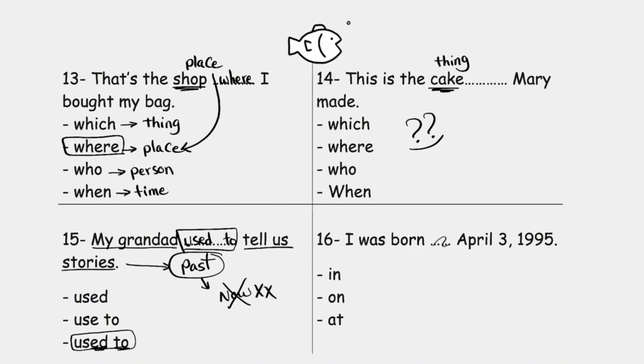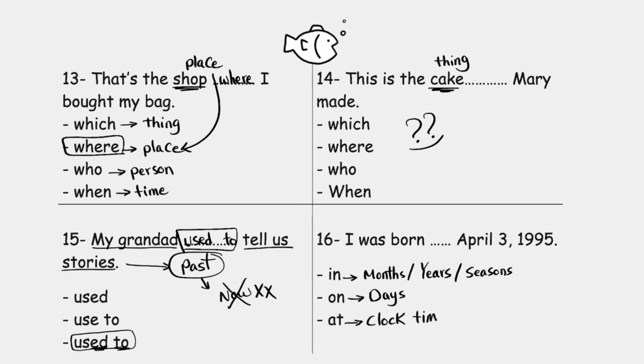I was born blank April 3rd, 1995. In, on, at. In comes before months or years or seasons. On comes before days. At comes before clock time, like 3 o'clock. Here we have April, a month, 3rd, a day, 1995, a year.